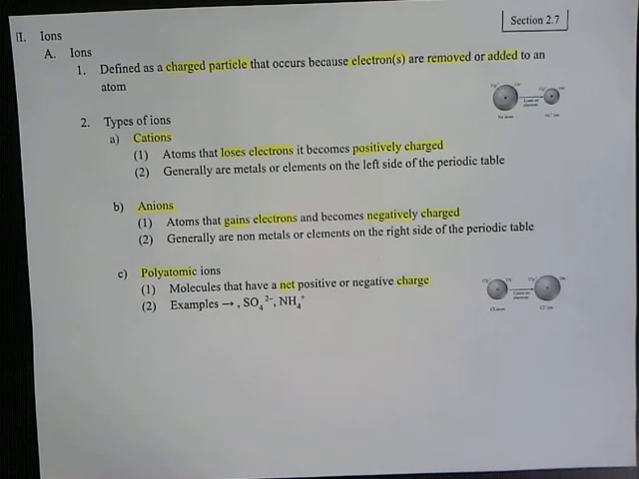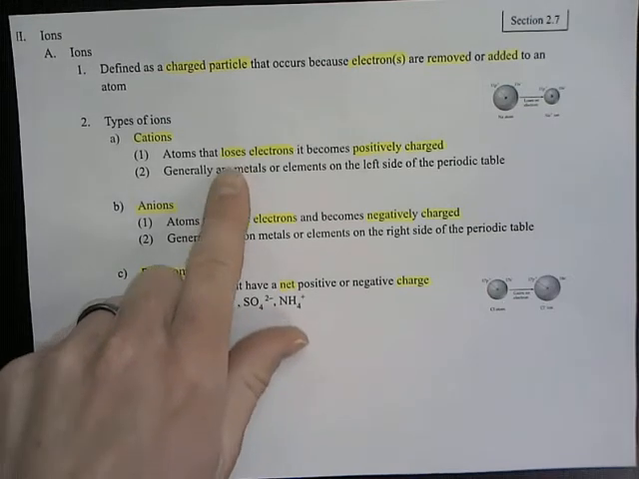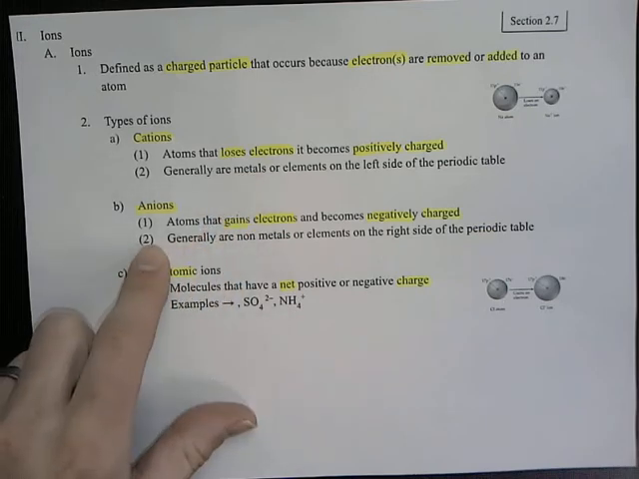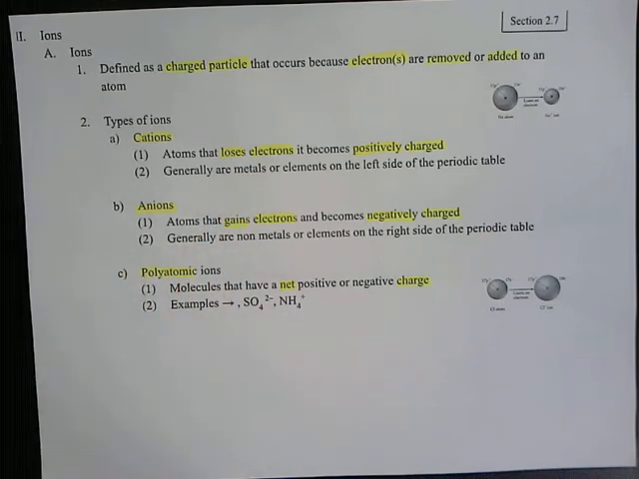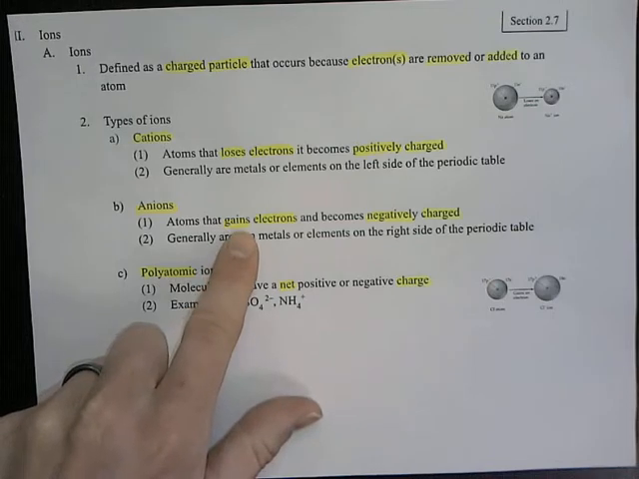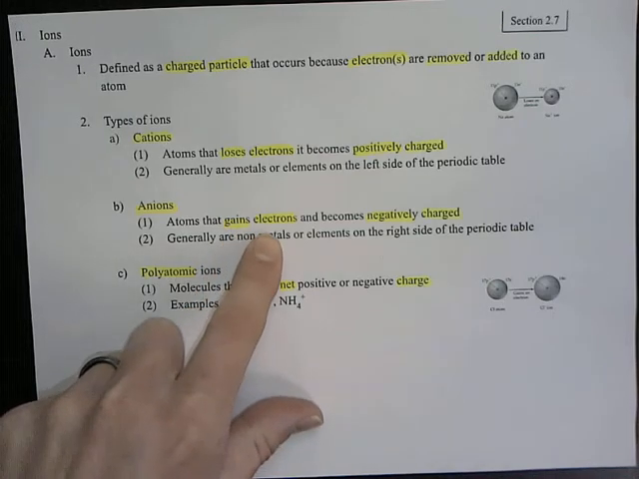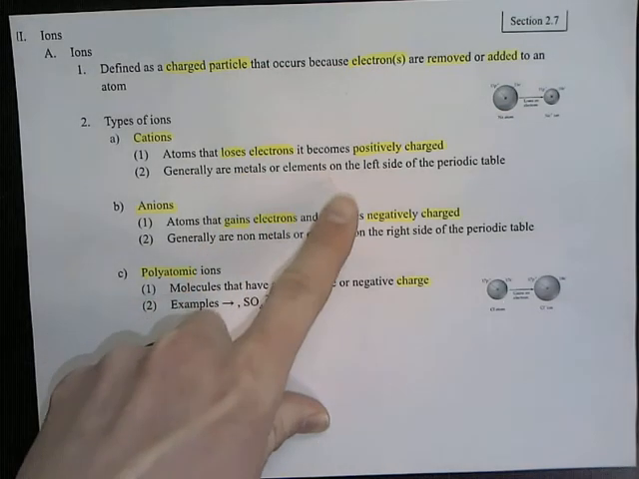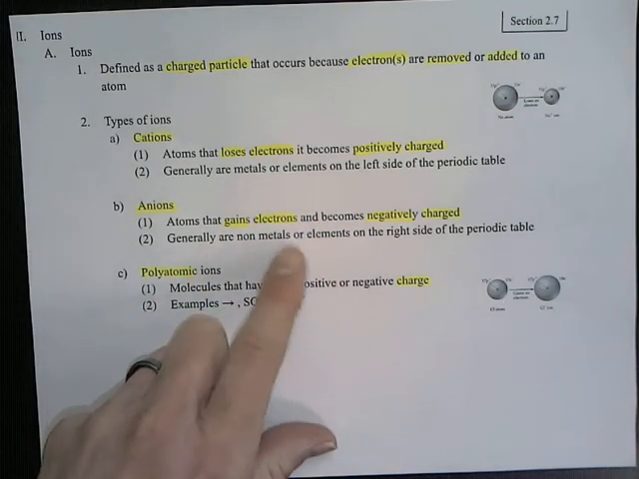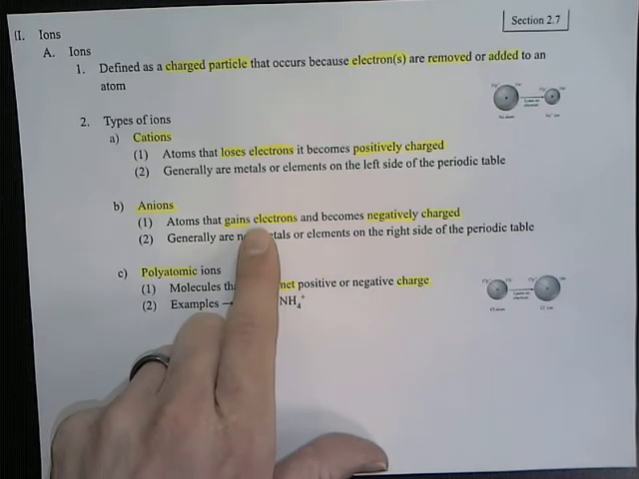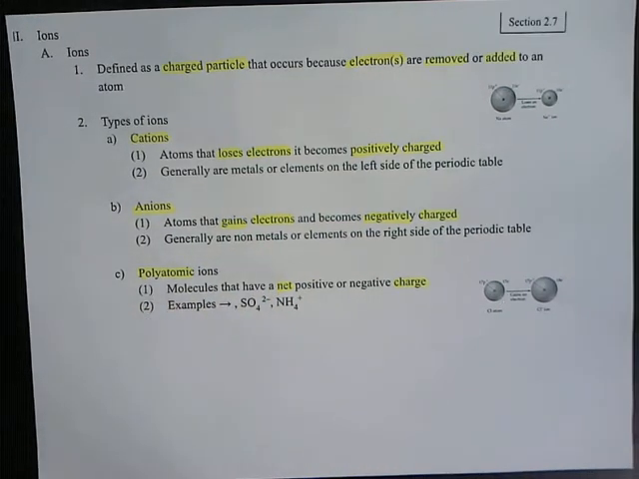And we have 3 main types of ions. We have cations, which are the positive charges. They lose electrons. Positive charge, lose electrons. Anions, which are negative, gain electrons. Okay, so you have to think opposite. Cations become positive, or lose electrons. Anions are negative because they gain electrons. And then we have polyatomic ions, which are a group of atoms that have a positive or negative charge, and we'll talk a little bit more about them.